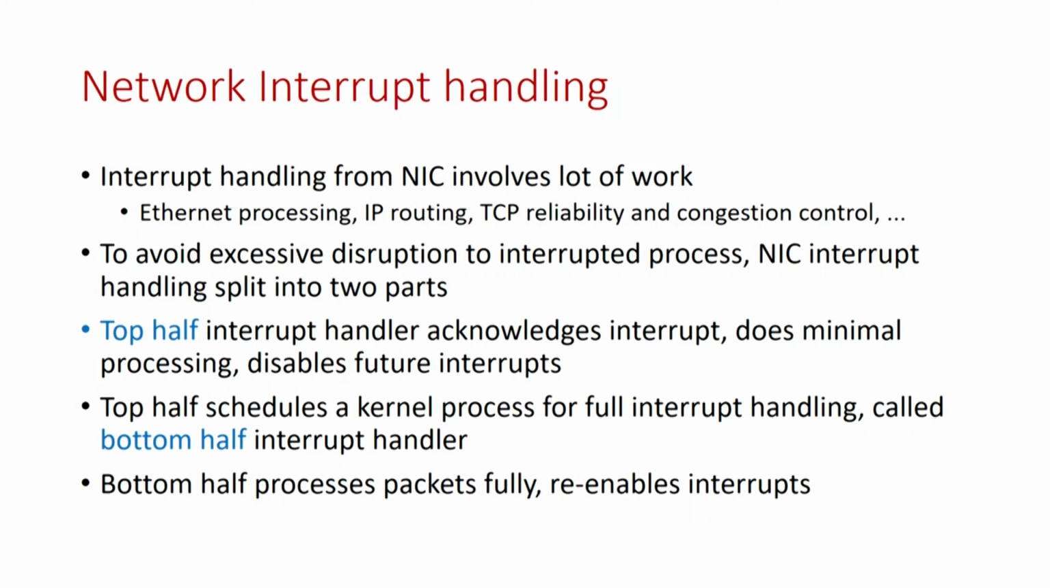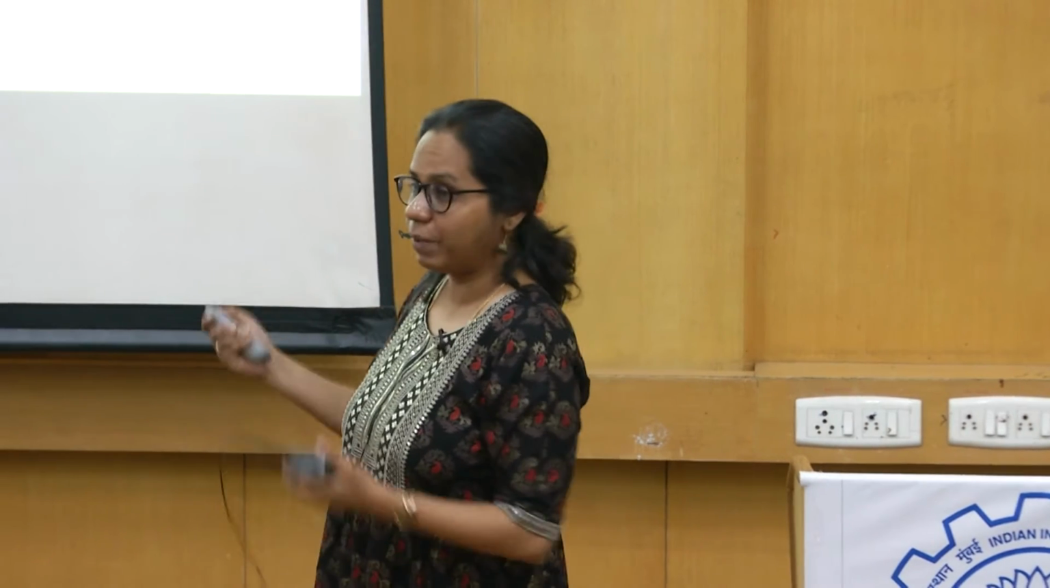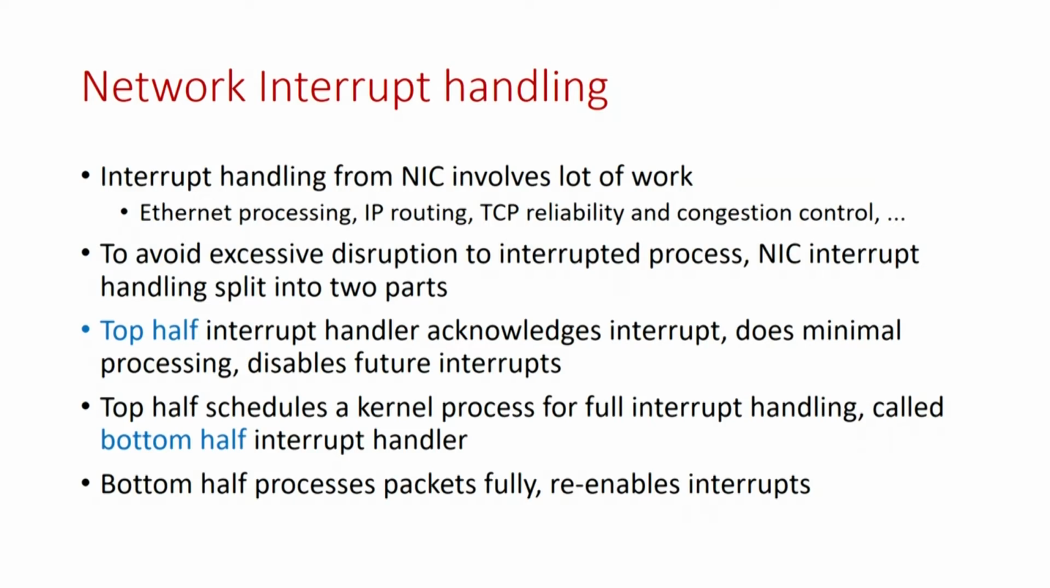And then this top half basically schedules the second part of the interrupt handler called the bottom half interrupt handler, which does a bulk of all the TCP IP processing, because that takes a lot of time and you don't want to do it when you have interrupted an existing process. So later on, when the CPU is free, when no other process is running, that is when this bottom half interrupt handler gets scheduled, and this bottom half is the one that fully processes the packets. Right, so this is very unique to network interrupt handling, simply because it is a very heavyweight interrupt handling mechanism that is needed.